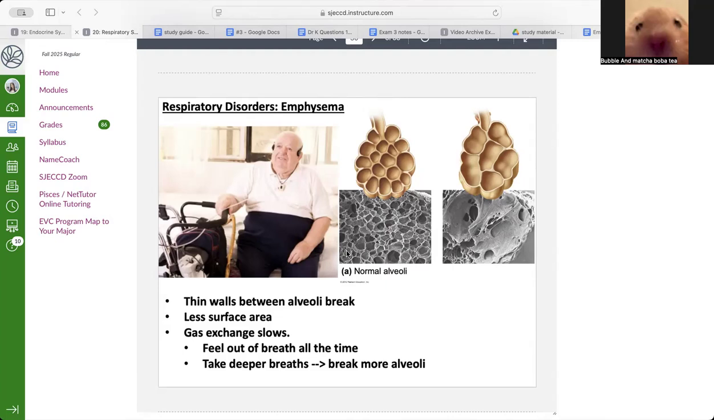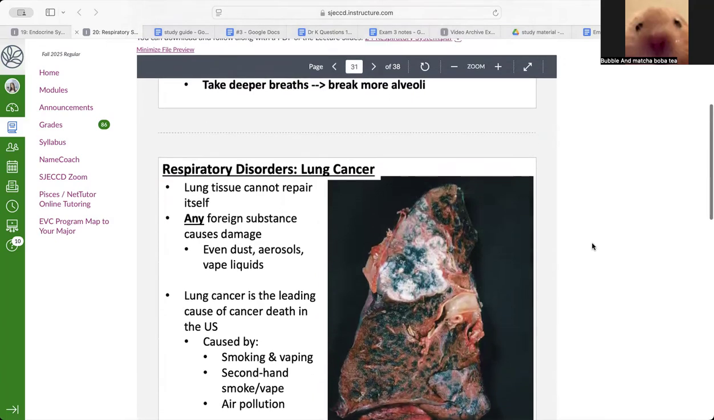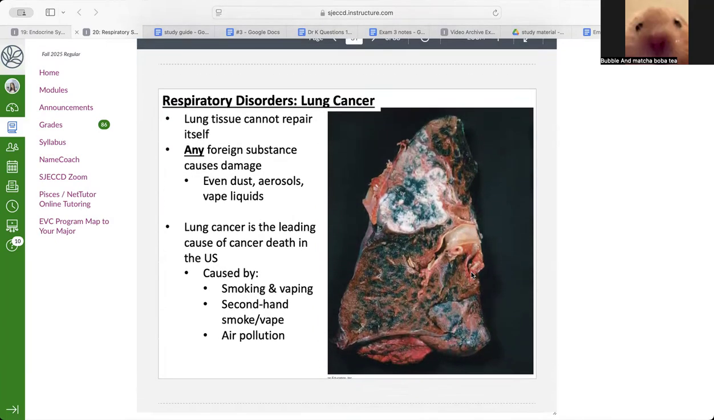And with lung cancer, right? Anytime you breathe in things that are not air, it will damage your lung. It will hold it inside your lungs.